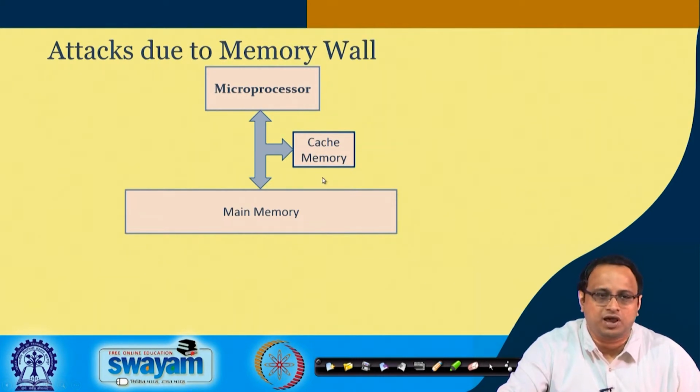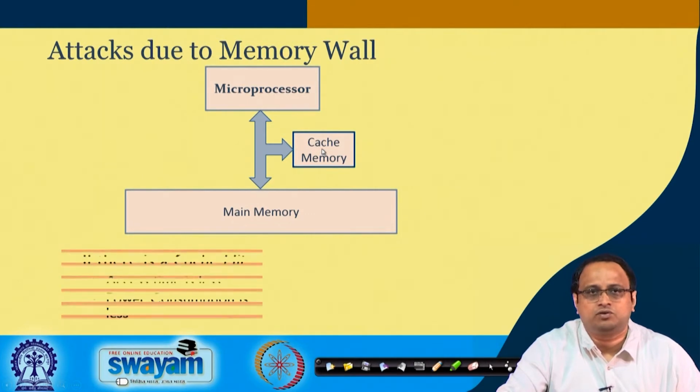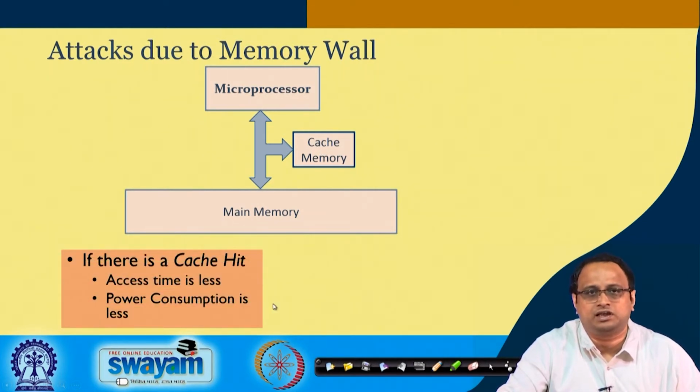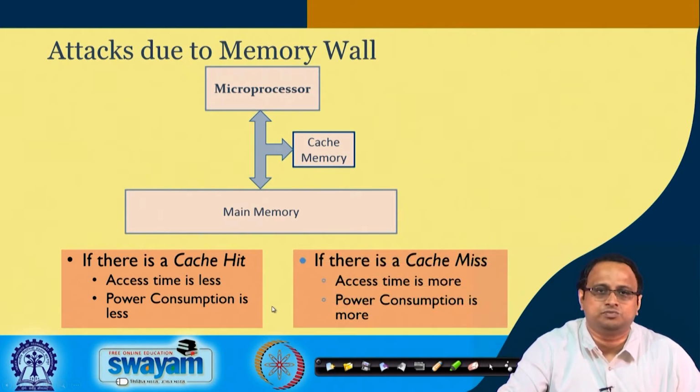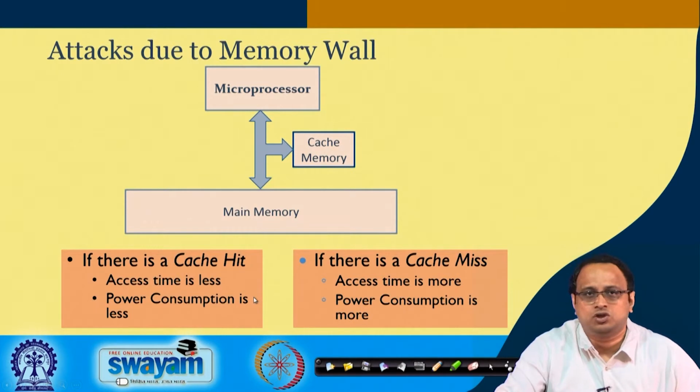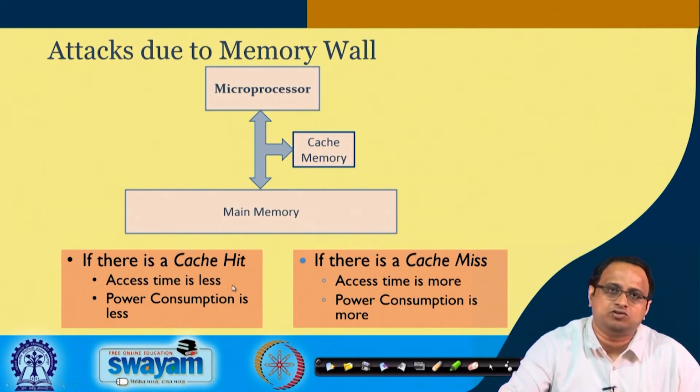So therefore, what you have is a cache memory which tries to bridge these time differences. In general, if there is a cache hit, then the access time is less and the power consumption is less. On the other hand, if there is a cache miss, then the access time is more and the power consumption is more. So that implies that in computer architecture you would typically try to improve the cache hit so that the data is largely found in the cache memory and you don't really need to go into the slow memory.